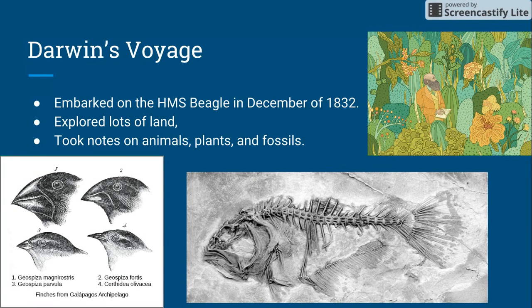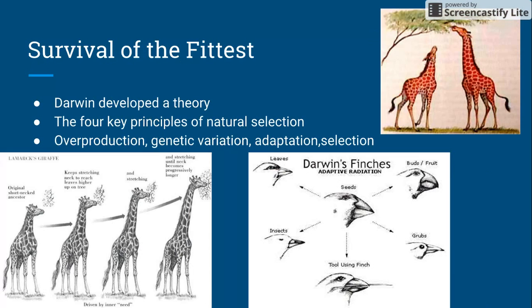While he was docked, Darwin explored a lot of land, and this helped him gain a global perspective on nature. He took thousands of notes on fossils, animals, and plants. All of these notes later supported Darwin's own theory on natural selection.